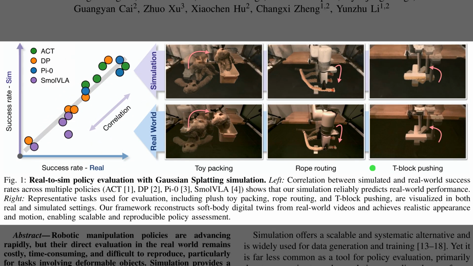Figure 1 presents the headline result. Simulated success rates closely track real success rates because the points cluster along the diagonal trend. The left panel plots simulated versus real success rates, with colored markers for ACT, diffusion policy, pi 0, and SmolVLA. The image panels on the right show simulation on top and real executions below across 3 tasks: toy packing, rope routing, and T-block pushing. The consistent motions and outcomes illustrate why the correlation is high.